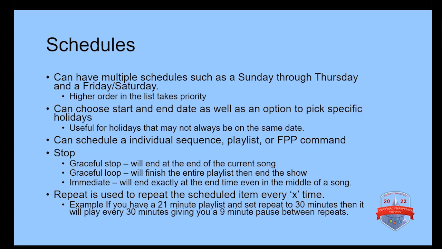Now, a graceful loop will finish that entire playlist. If you had 10 songs in a playlist and you happen to be on song number 2 when 10 o'clock, your end of schedule comes, it will continue to play through that entire iteration, from song 2 all the way down to song 10. Then it will stop. So it might be 10:20 or 10:25, right?